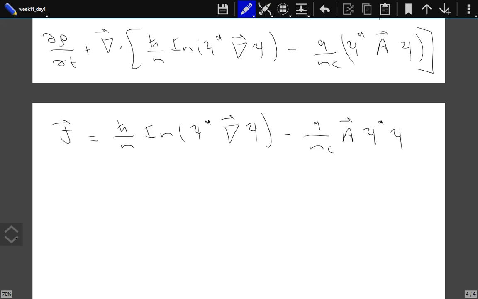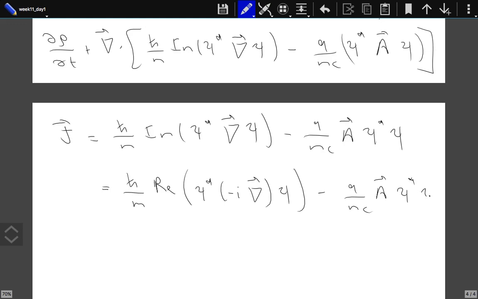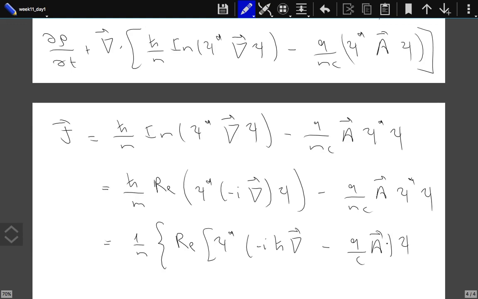Now let's see if this is gauge invariant or not. Let me write it in a slightly different form. This is h bar over m real part of psi star times minus i gradient of psi, minus q over mc A psi star psi, or this is 1 over m the real part of psi star times minus i h bar gradient psi minus q over c A psi.